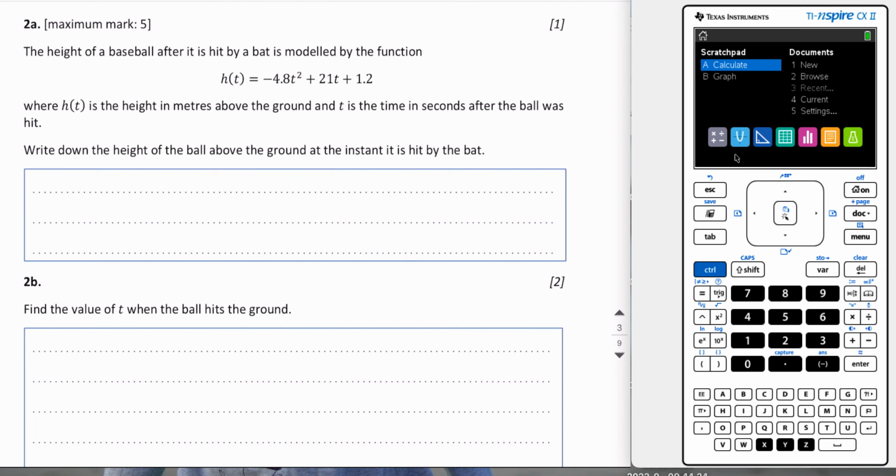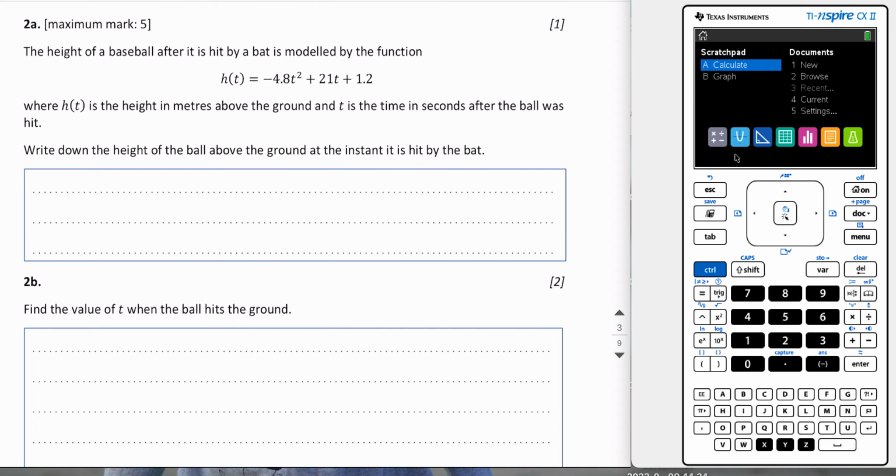Question 2, maximum mark 5. The height of a baseball after it's hit by a bat is modeled by the function h(t) = -4.8t² + 21t + 1.2, where h(t), the function h, is the height in meters above the ground and t is the time in seconds after the ball was hit. Write down the height of the ball above the ground at the instant it is hit by the bat.